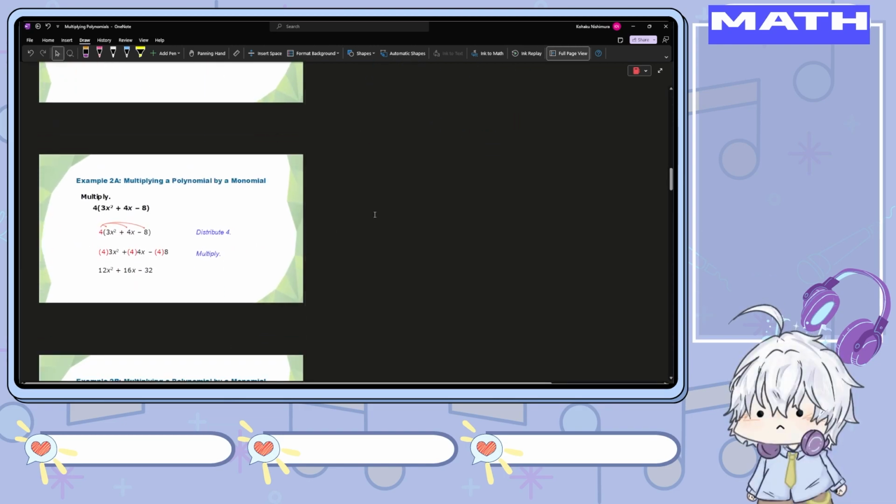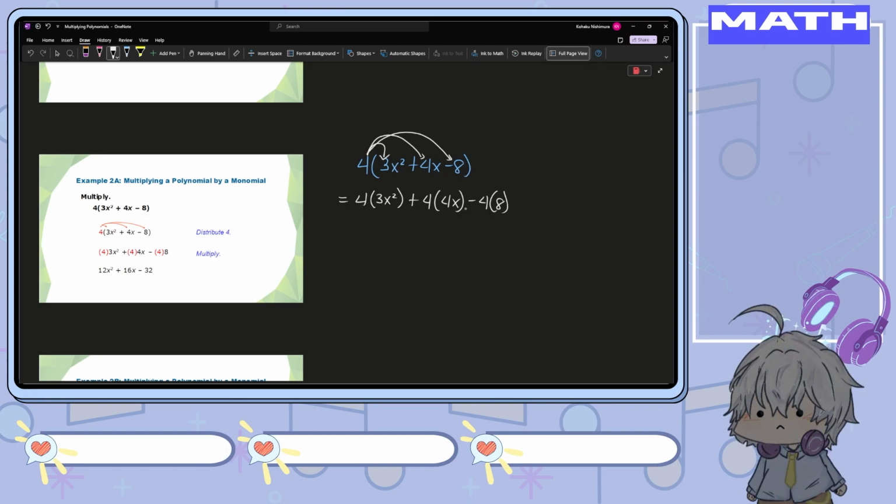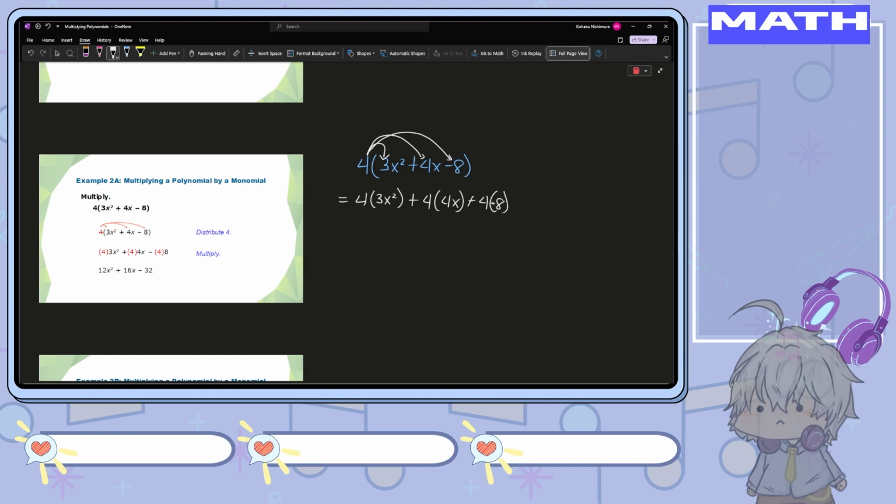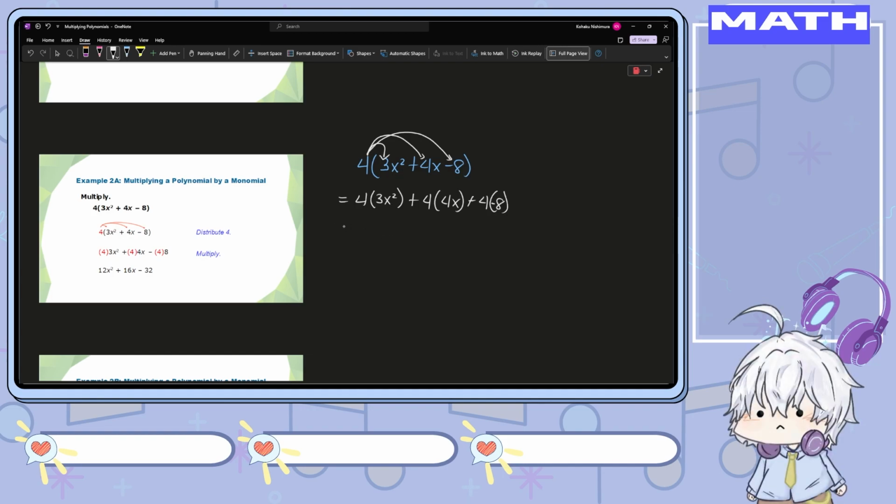Next, if we do confirm this, let's say I write this as 4 times the quantity 3x squared plus 4x minus 8. Let's try to solve this using distributive property. Distribute 4 to the numerical coefficients 3, 4, and negative 8 respectively. Thus, we will arrive at 4 times 3x squared plus 4 times 4x minus 4 times 8. Or to be specific, plus 4 times negative 8. Either way, you will still arrive at the same answer.